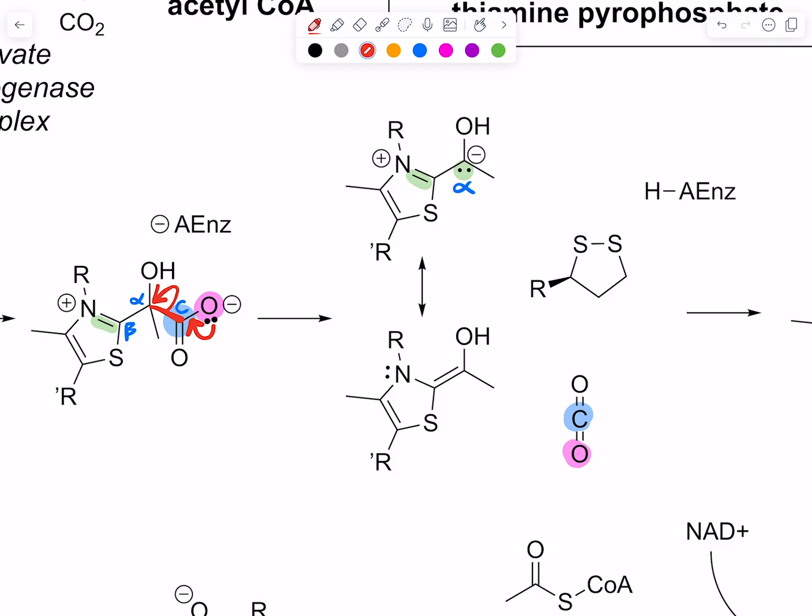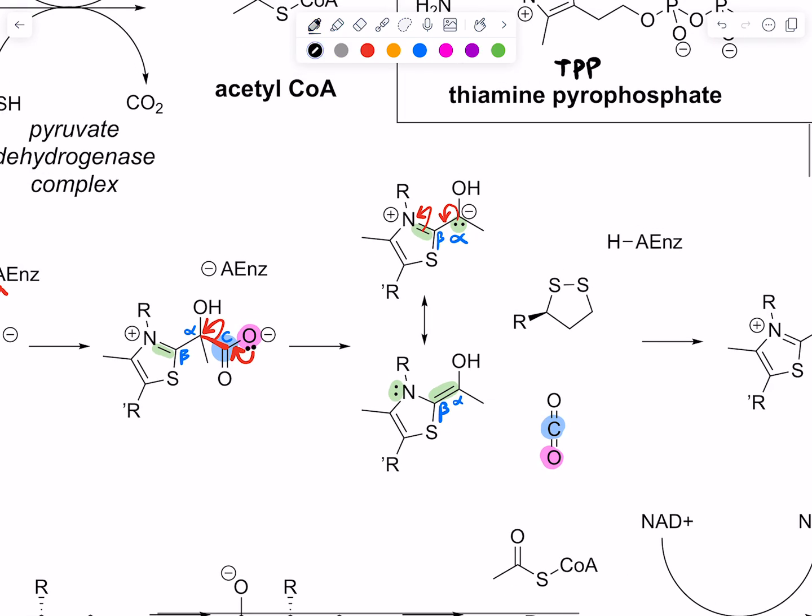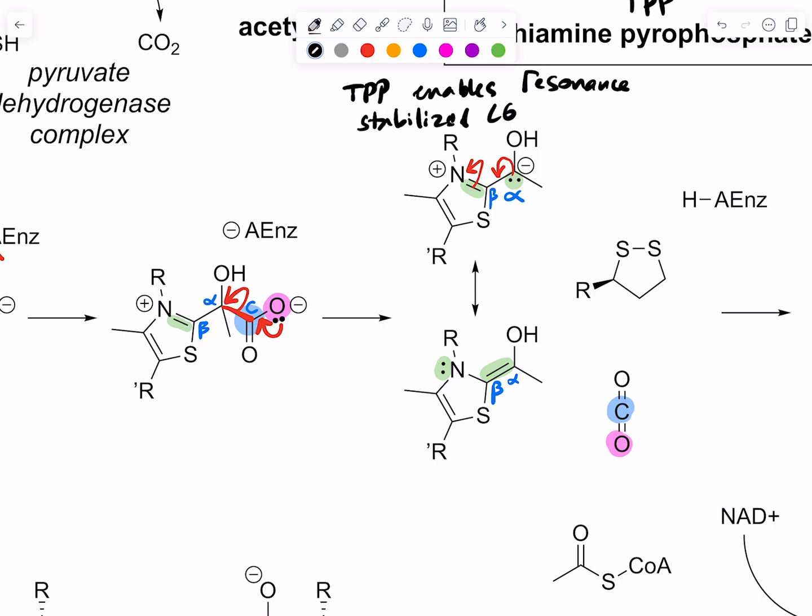So I can interchange the resonance structure on the top with the one on the bottom, where now I have a pi bond between the alpha and the beta carbons, and the lone pair is now on the nitrogen. So the point is that TPP enables a resonance stabilized leaving group. And therefore decarboxylation can happen. Okay, now all of this, because of the influence of TPP, all of this is now a leaving group.